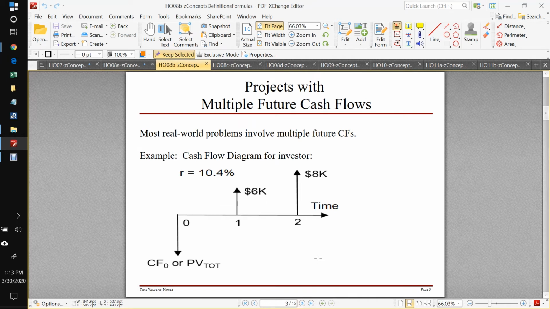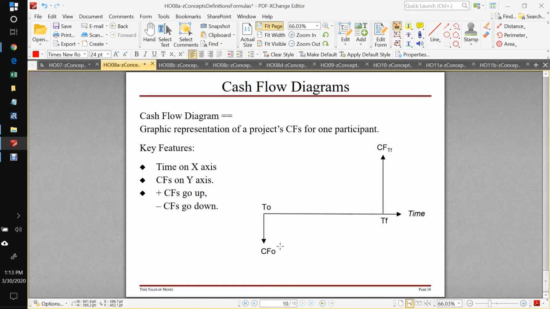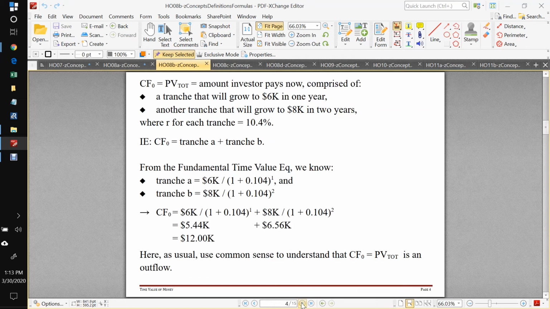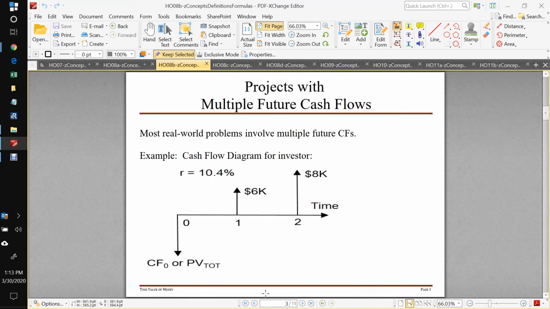And in handout 8B, we started to look at slightly more complicated problems that didn't just have two cash flows like this one. Now in 8B, we're going to look at general projects that may have many cash inflows and outflows. And we needed to figure out how to handle this type of problem. The way that we did that was to say that the CF0, or PV tote, is always made up of these pieces.